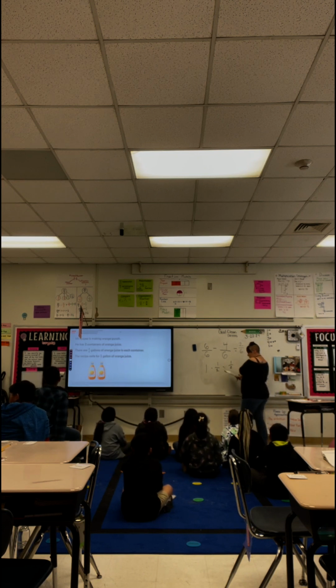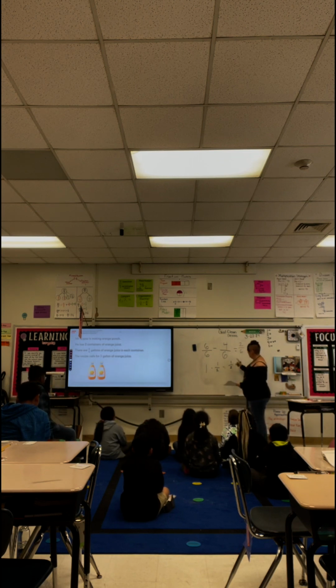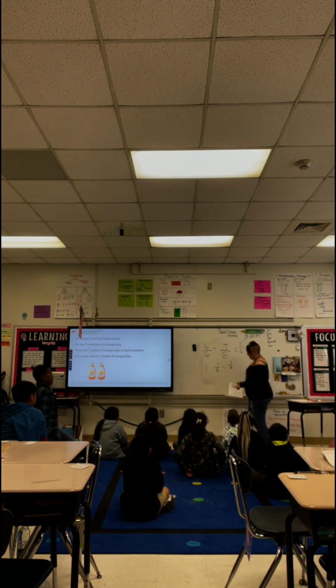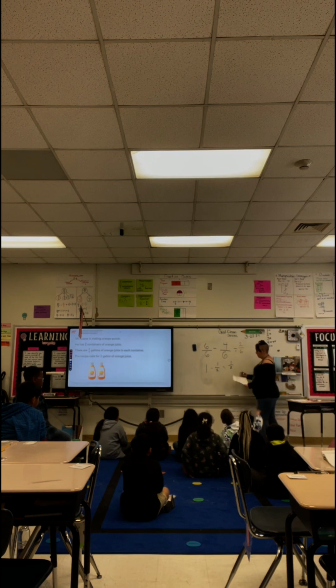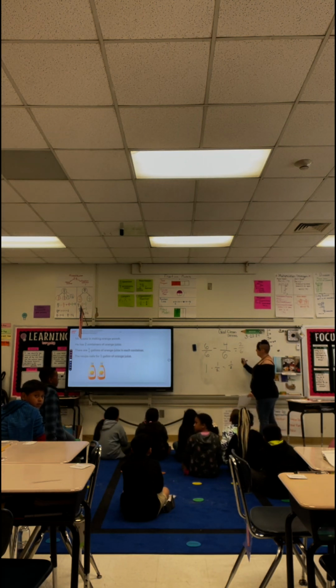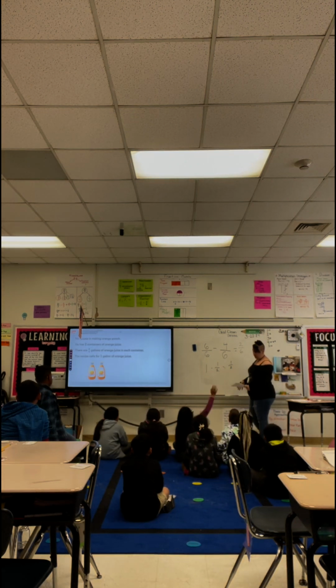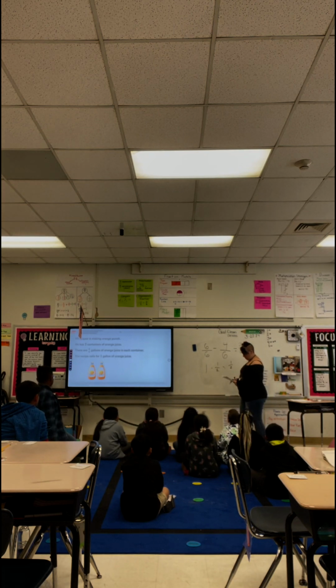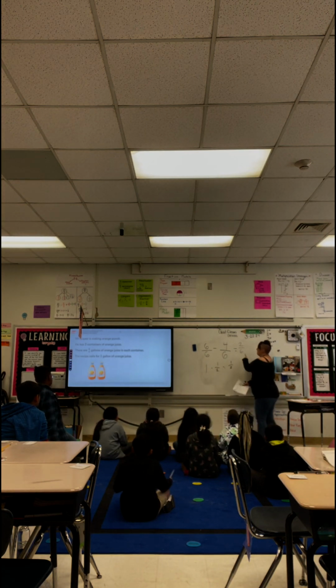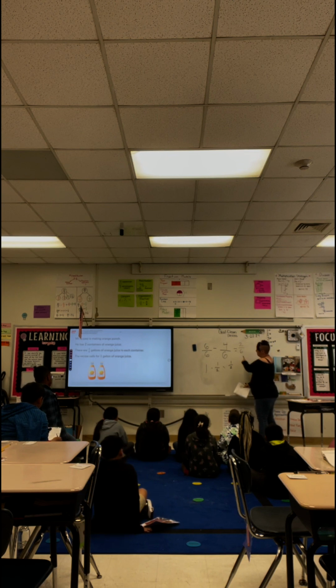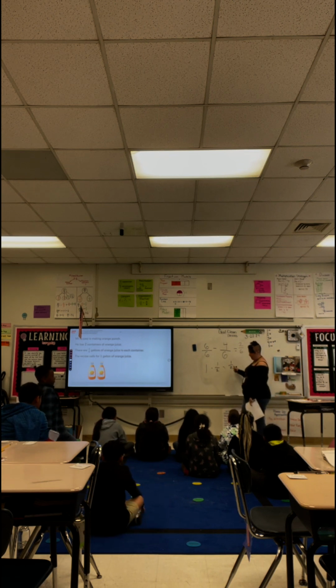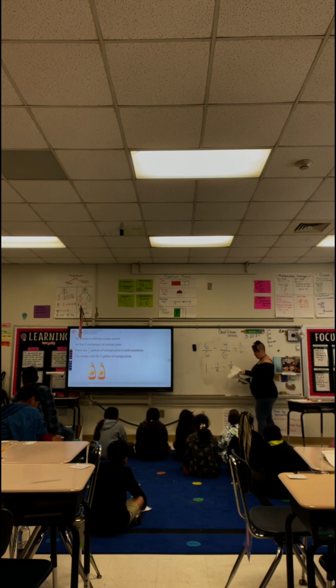Would our estimate be different? They're different, correct? 1/2 equals 3/6. So it's just a little bit different. But if you were using your benchmarks, would 2/6 go to 1/2 or to 1 whole? 1/2. Good job.